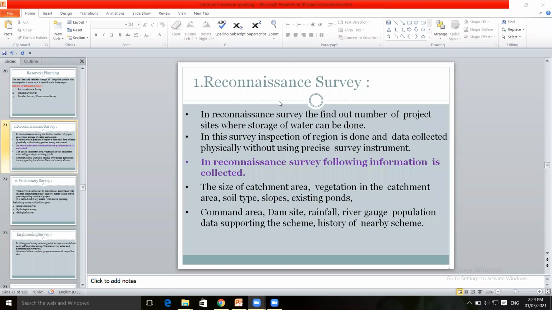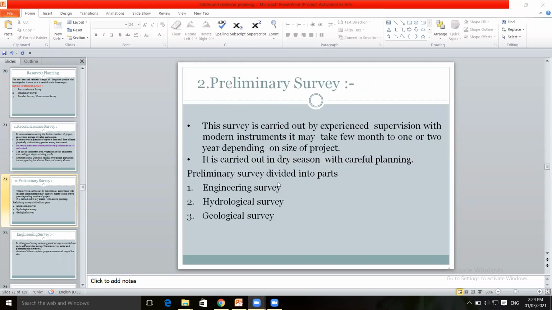Recognition survey समझला? Any doubt in this? Can reply in the chat box. Shall we go further? Any difficulty?